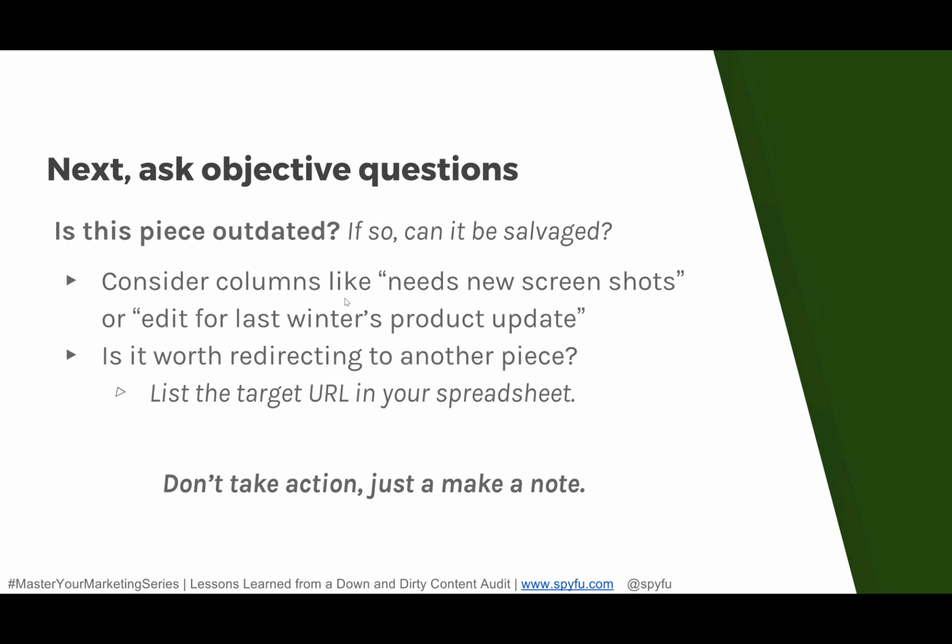So the next thing we're going to do is ask objective questions. Is this piece of content outdated? And remember, we captured those dates, right? Usually when something's like 8 years old, it's kind of outdated. I don't know, we have evergreen content that's like 8 or 10 years old. We generally looked at that stuff, and that was kind of an empirical thing.